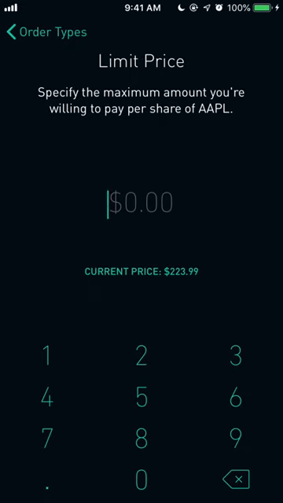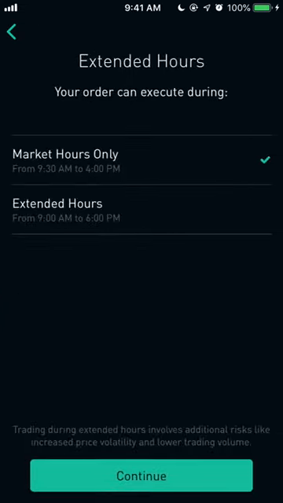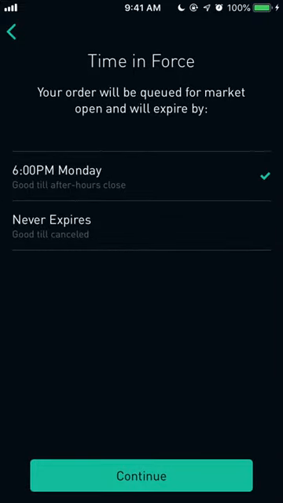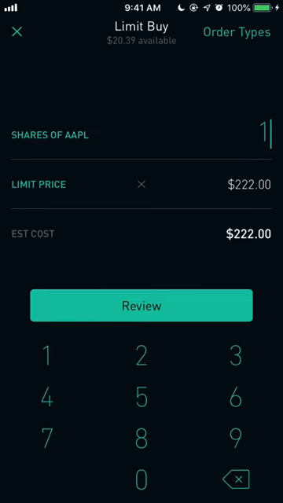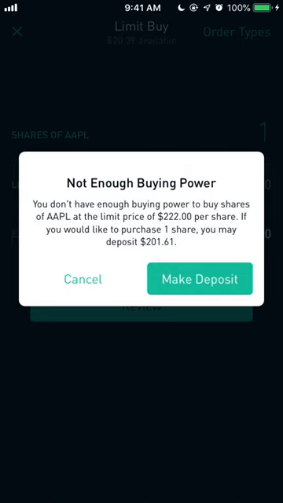If I just go 222, click continue, and then I'll say market hours only, extended hours early. Extended hours, it doesn't really matter. You can do whichever one you want. It's totally free, but during extended hours might be a little bit more volatile. Then if you click continue, you can either go never expire, good till after Monday. That's really up to you, when you want to do it. And if you click continue again and then click review, it will go through for you.